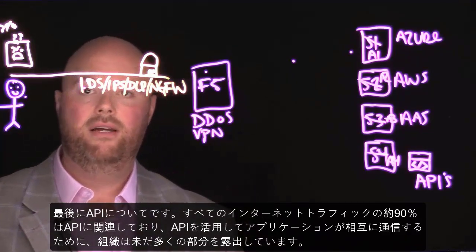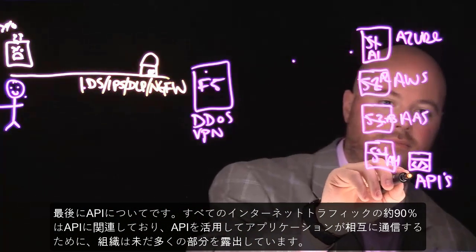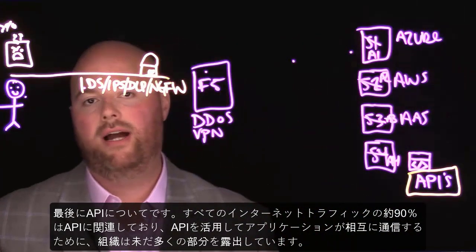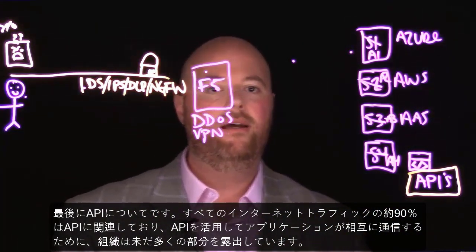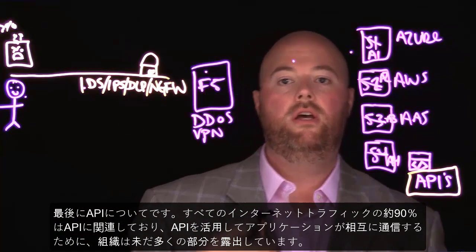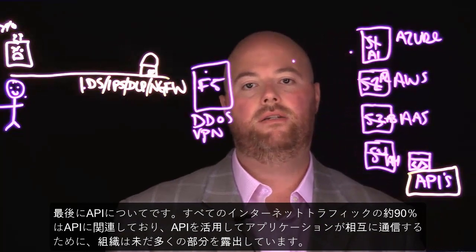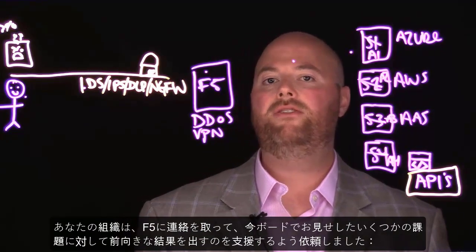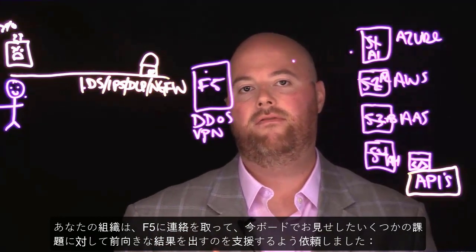The last thing is around APIs. And I want to share with you that around 90% of all internet traffic is API related, leaving a large area of exposure for organizations utilizing these APIs for apps to communicate with each other. So organizations like yours have reached out to us at F5.